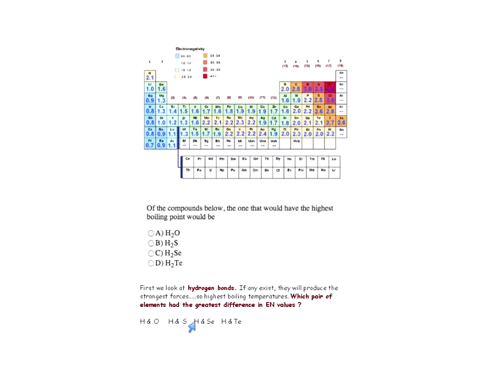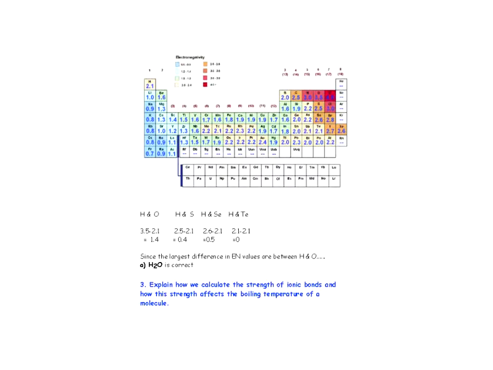Okay, so the question is, which pair of elements has the greatest difference in EN values when we look at the table? We're not going to actually do that right now, but just looking at it here, you can see that hydrogen and oxygen have the greatest difference. And so because of that, H2O is going to be the answer. Okay, it's got the strongest hydrogen bonds.